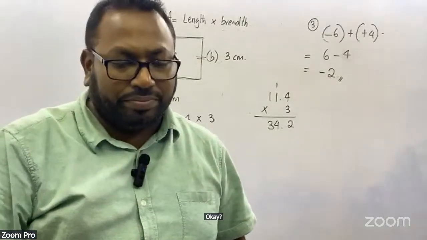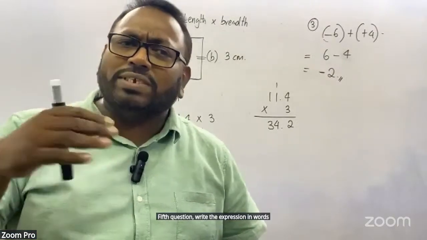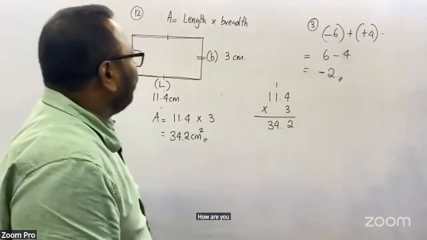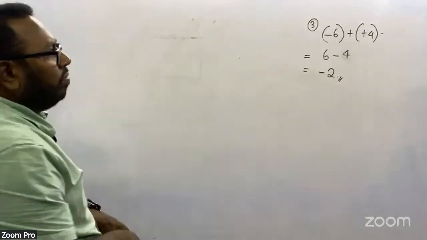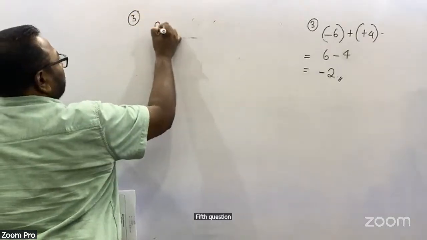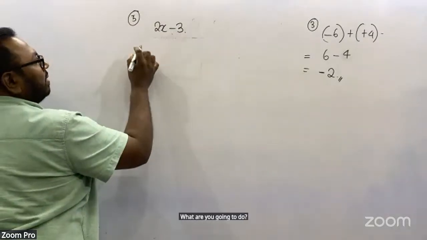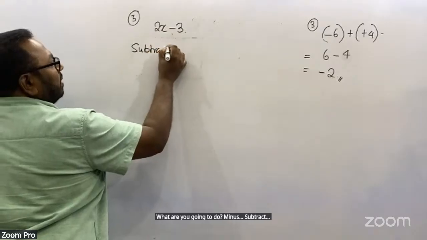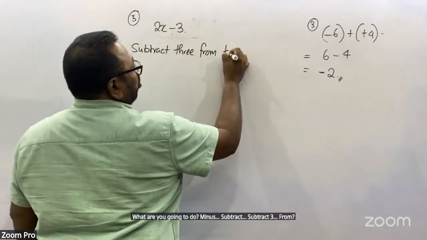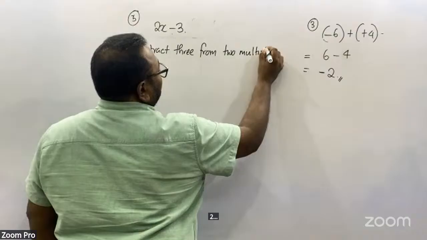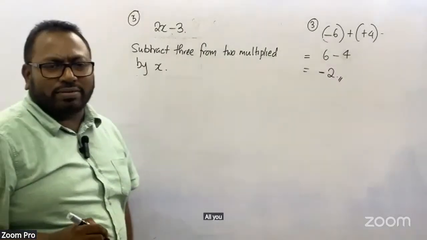Sir, can you please explain the fifth question? Fifth question. Write the expression in words. You just have to say it in words. What are you going to do? Subtract 3 from 2 multiplied by x. All you need to do is that. Write it in words.